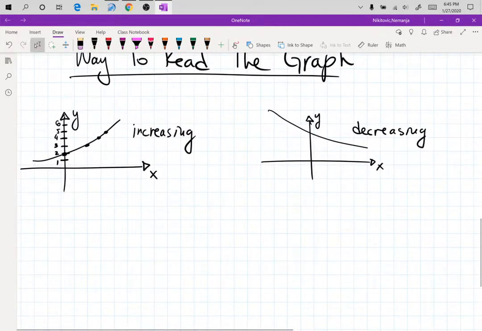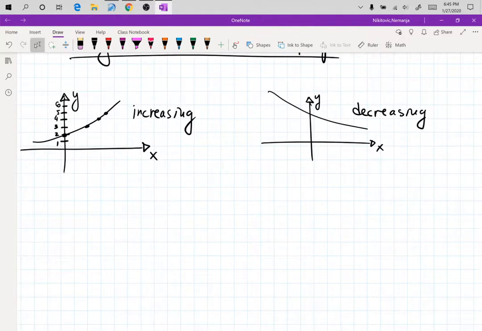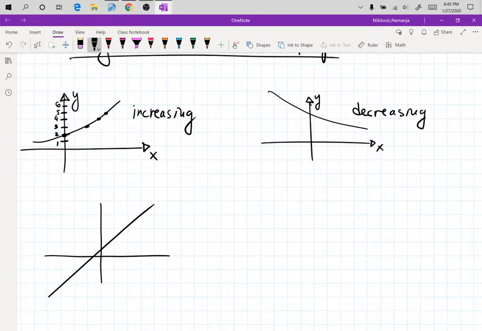Now, in order for you to read a graph, you need to go up or down in X coordinate and bounce off of the line to the Y coordinate to read the value. So let's do the cheapest case of a linear line. So here is some arbitrary linear line.